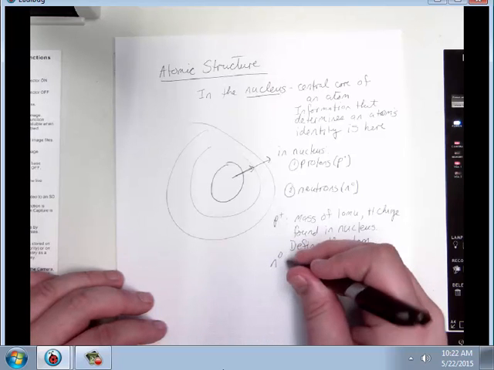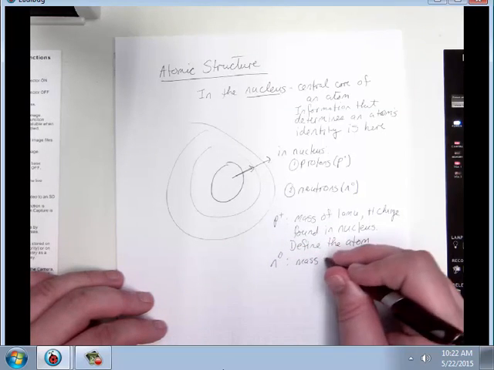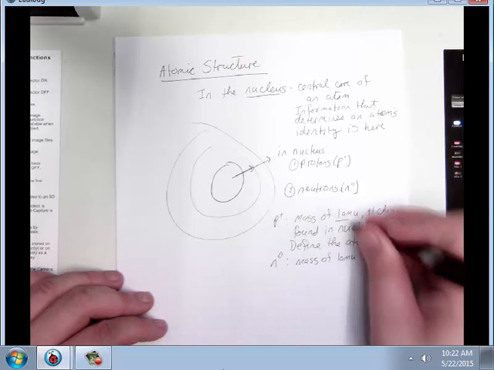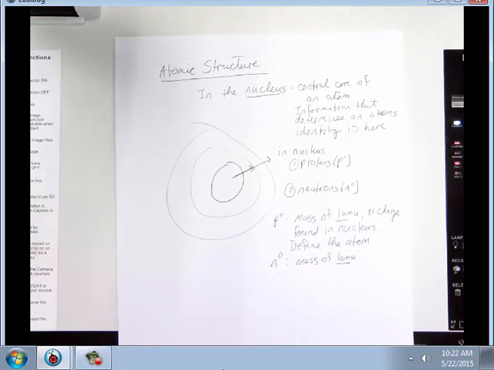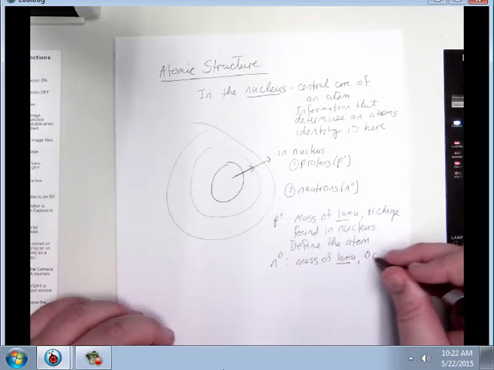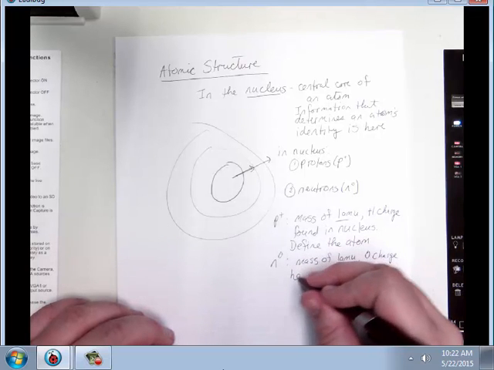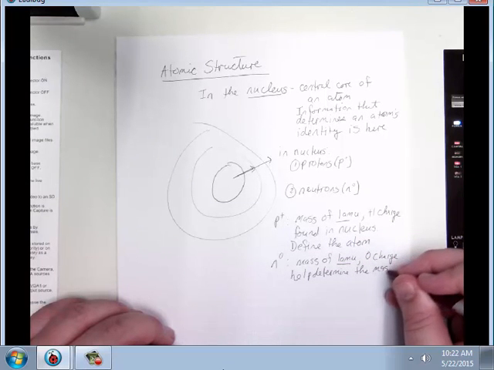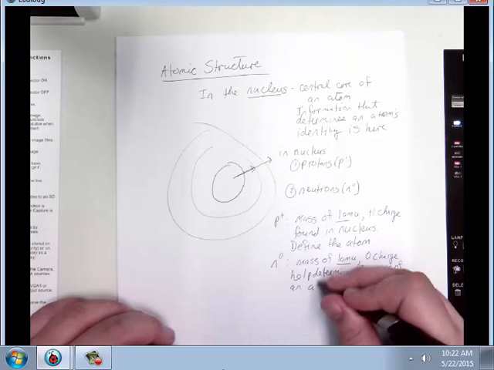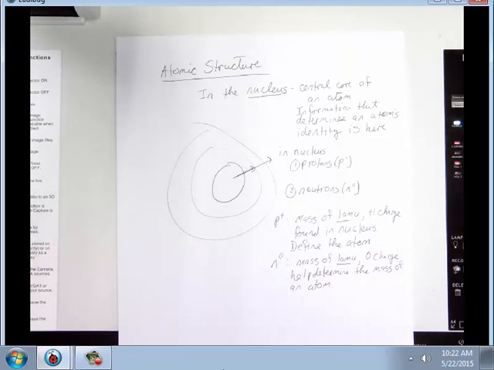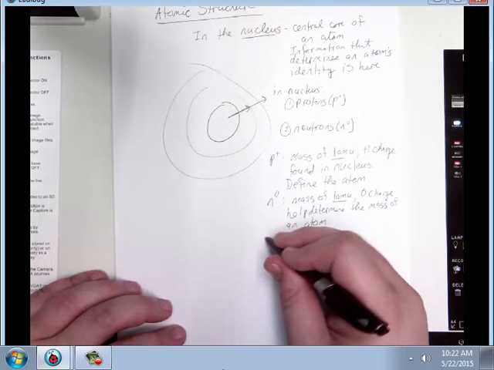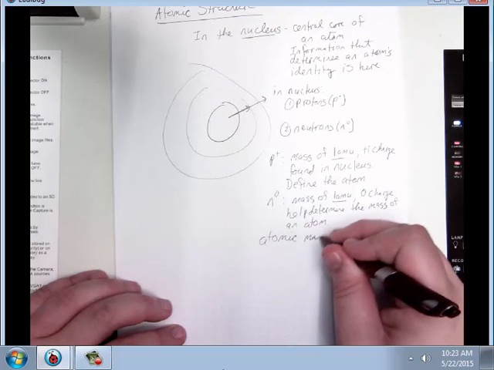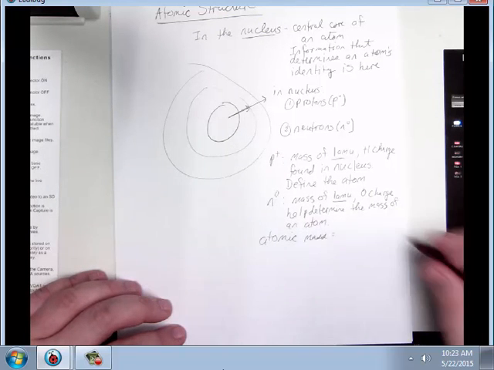Neutrons also have a mass of 1 AMU, and these are both approximations. Neutrons are a little bit more mass than protons, but we're going to just use some rounding to make things a little bit easier for now. Zero charge, and help determine the mass of an atom. The atomic mass of an atom is just protons plus neutrons.